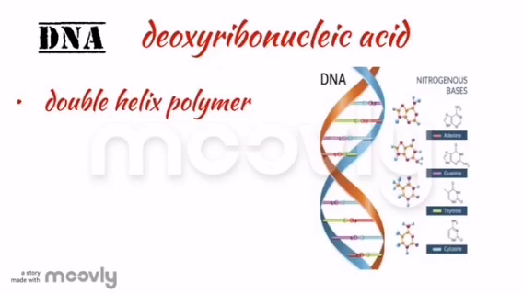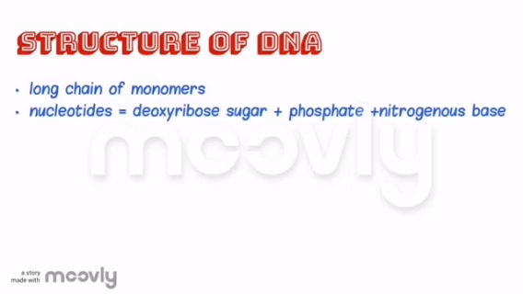DNA is a double helix polymer, a spiral consisting of two DNA strands wound around each other. Its double helical structure was determined by Watson and Crick. Each strand of a DNA molecule is composed of a long chain of monomer nucleotides.